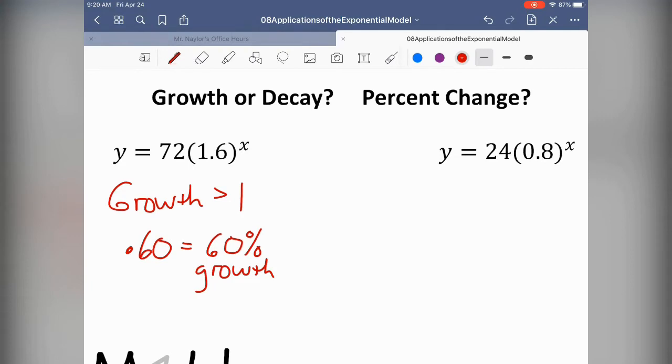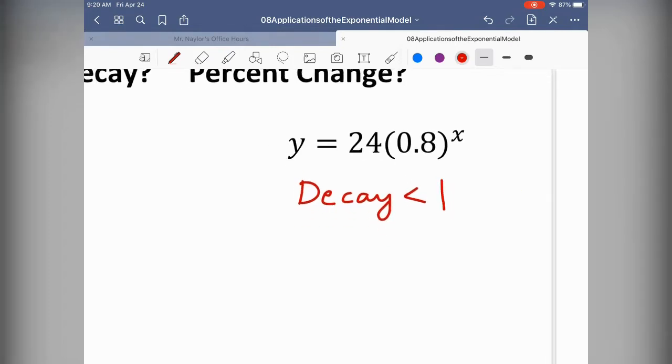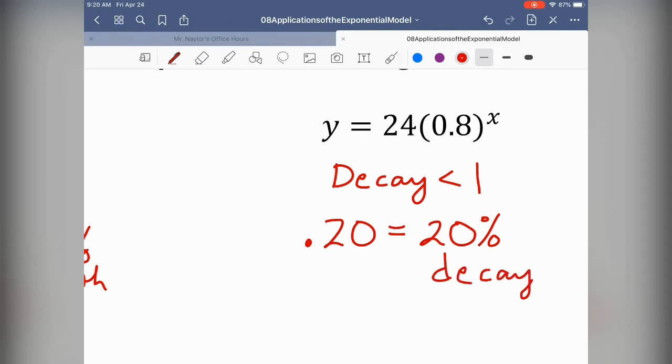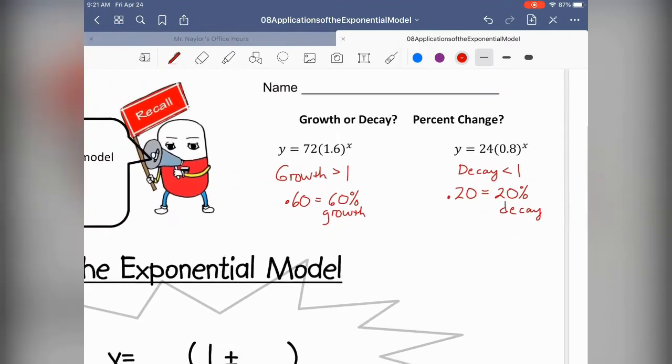So how about this other one over here? How about this base? Well, I think it's pretty clear that the base is less than 1. And because the base is less than 1, this is going to be a decay problem. But how much less than 1? How much is 0.8 less than 1? Well, it's 0.2. 0.2 is the same as 20%, which really means that this equation is going to represent 20% decay. So the base tells us how much growth or how much decay, and it's always related to the number 1.